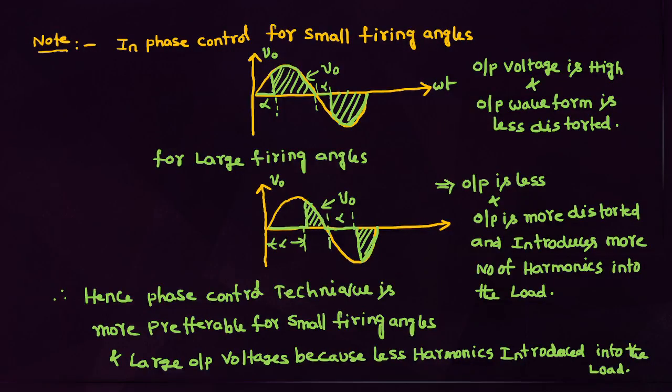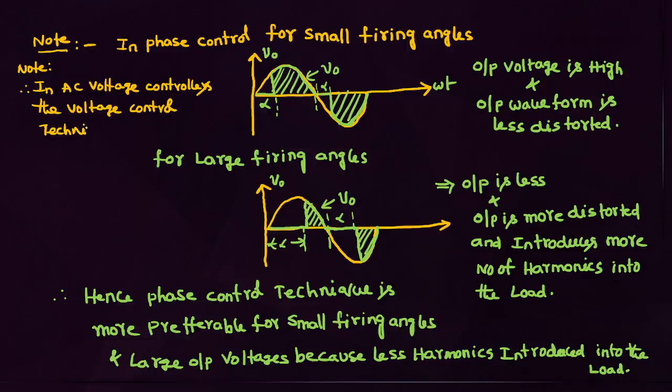In phase control, for small firing angles, we know that in AC voltage controllers there are two control techniques. Phase control technique, and another one is on-off control technique. Note this point I am giving. AC voltage controllers: the voltage control techniques. What are the voltage control techniques? One is the phase control technique.